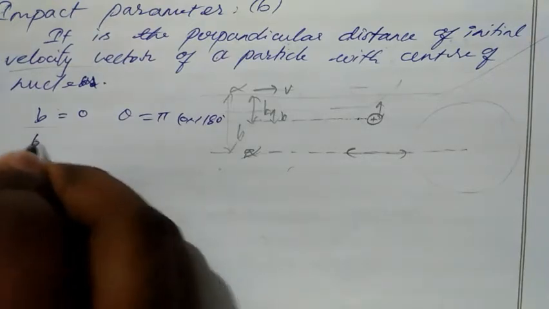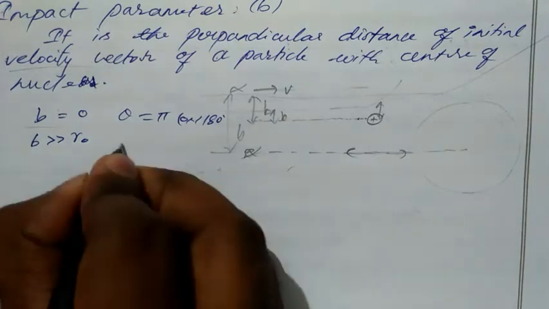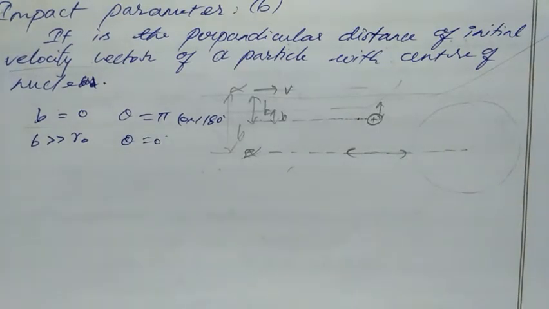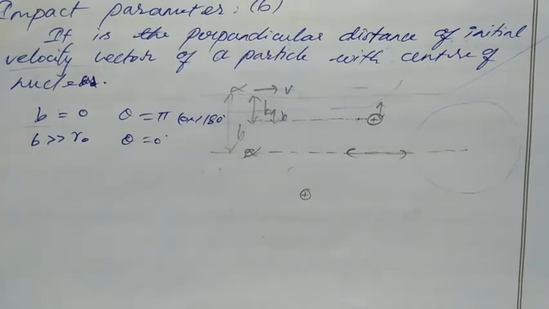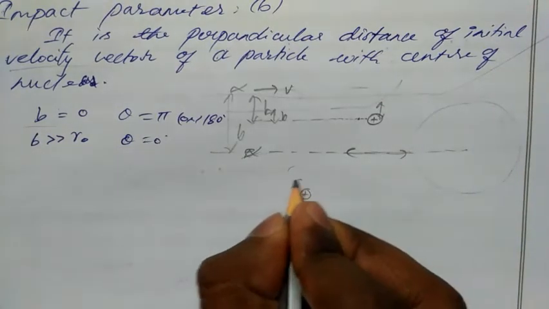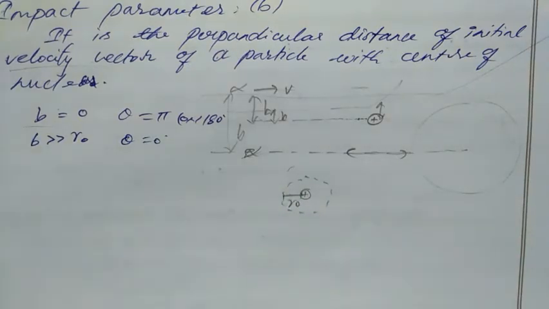If the b value is very much greater than r0, then theta equals 0. Very important. This is our positive charge. Let's take this as our r0 value. If the alpha particle can come up to here, after that it cannot go further. So this is the minimum distance, the closest approach.